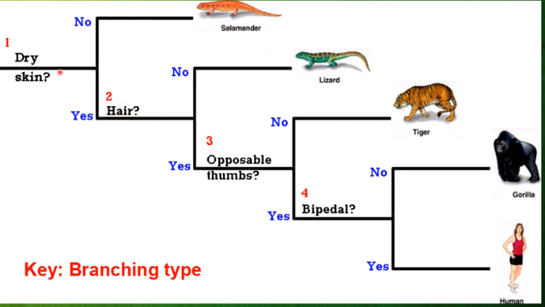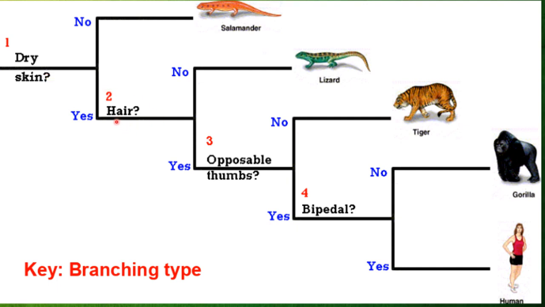Before this lead also we have done many things, because only on the basis of dry skin we cannot say that it is a salamander. Before this step also a biologist needs to cross many leads. I am just starting from this lead for giving you an example, but before this lead also there is a need for many statements and couplets.